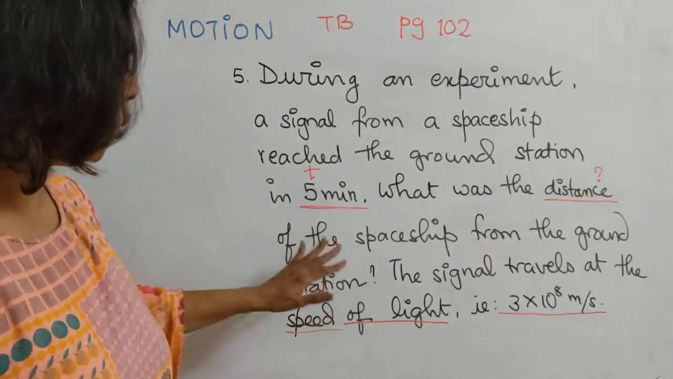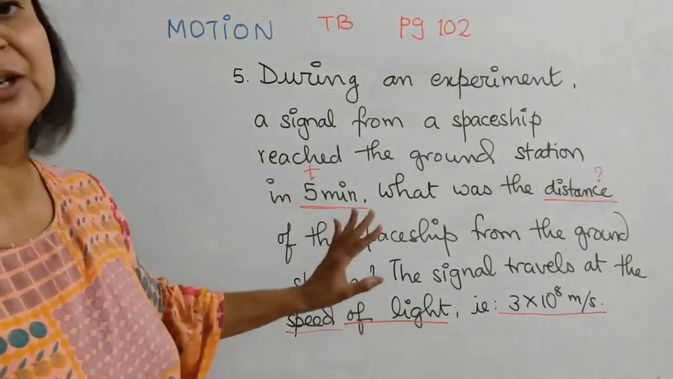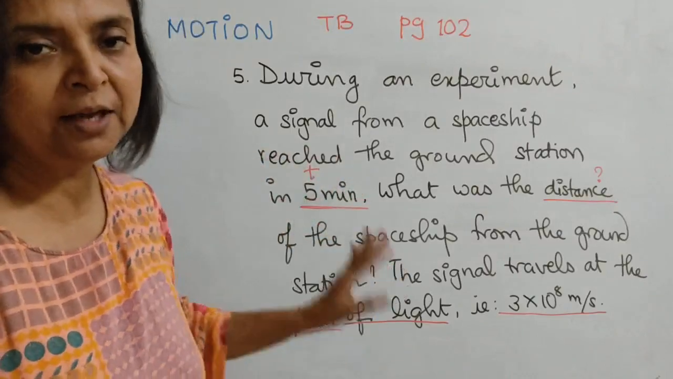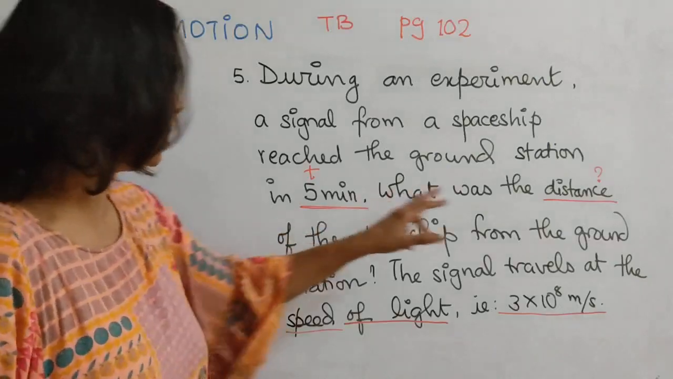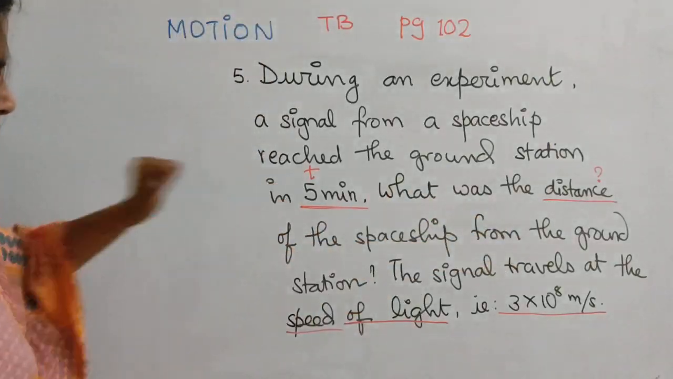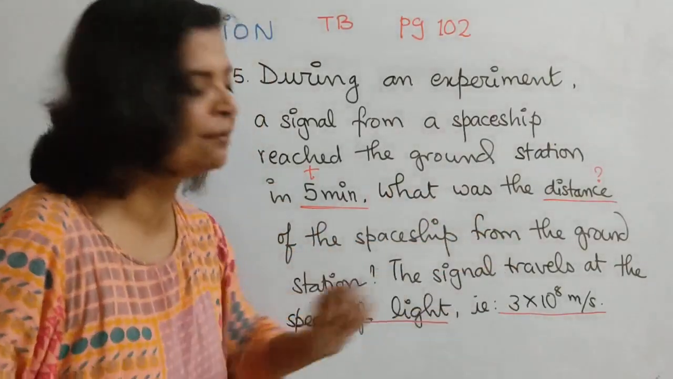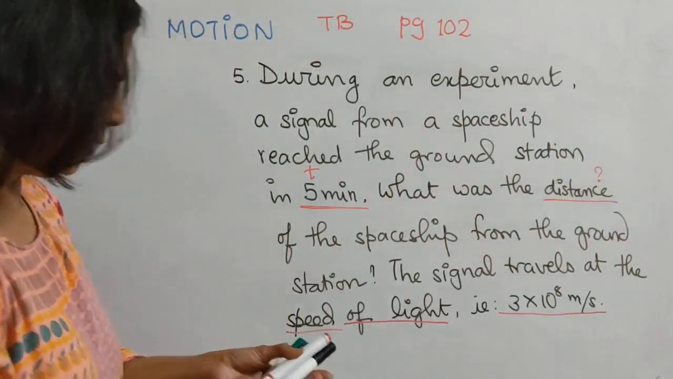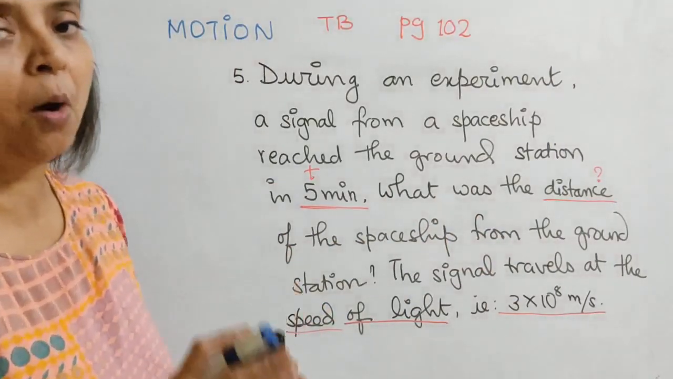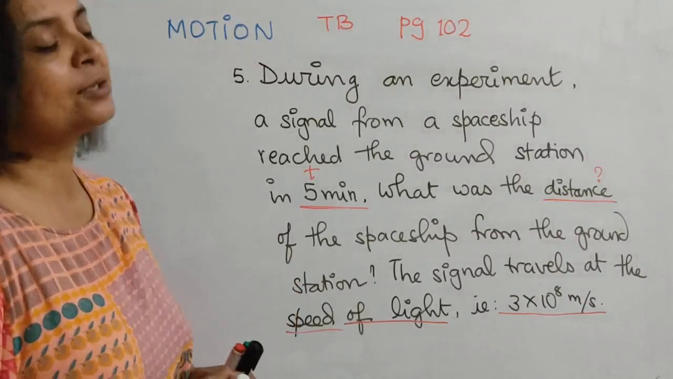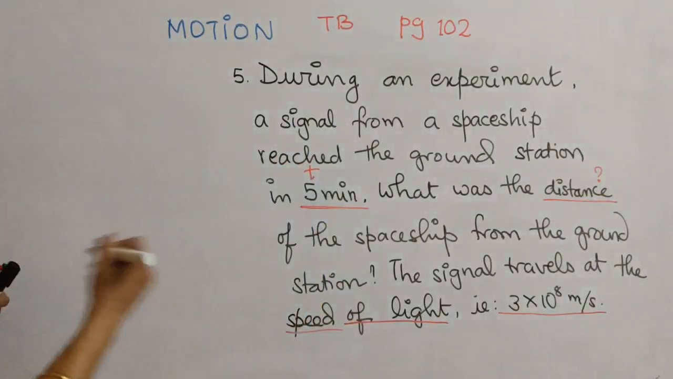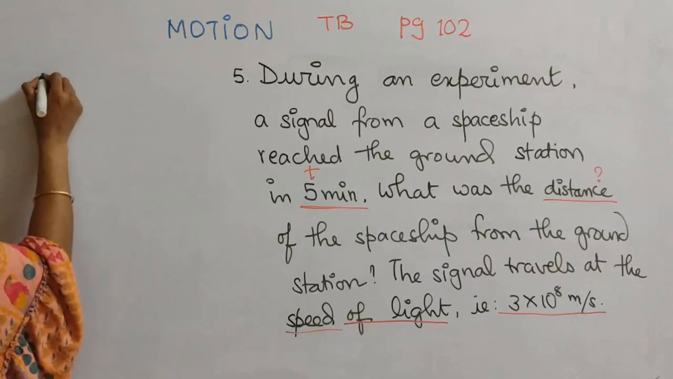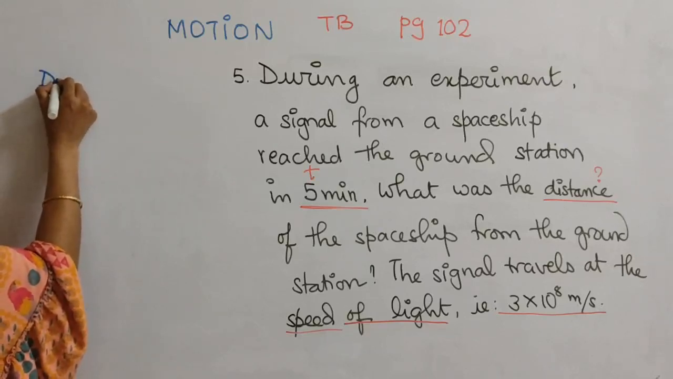Well, at no place have they mentioned that the spaceship is moving. So we just have to consider that it is stationary, and the distance has to be calculated while the time is 5 and the speed is given this much. Well, as I told you earlier, you may pause and read the question again. It is always advisable to read it twice. So let's jot down the data. So distance is to be calculated.